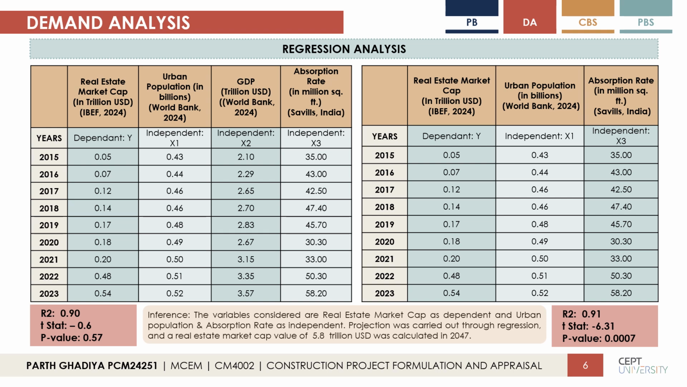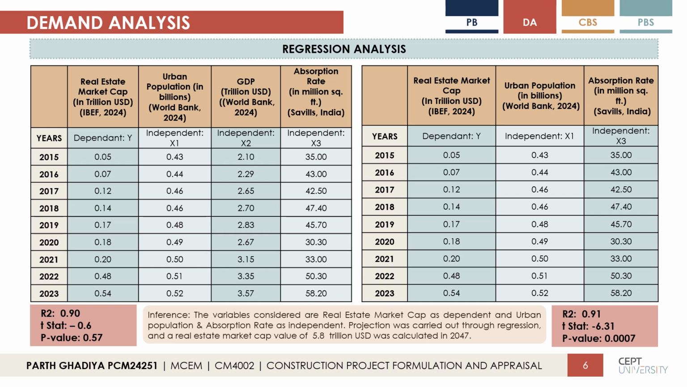In that model, the R square value is 0.91 and the T statistic for the GDP variable is minus 6.31 with a p-value of 0.0007, indicating that this variable is statistically significant in explaining the variation in the real estate market cap. The regression analysis suggests that GDP is a significant driver of the real estate market cap, and the projected market cap of 5.8 trillion US dollars in 2047 indicates a promising future for the real estate sector in India.